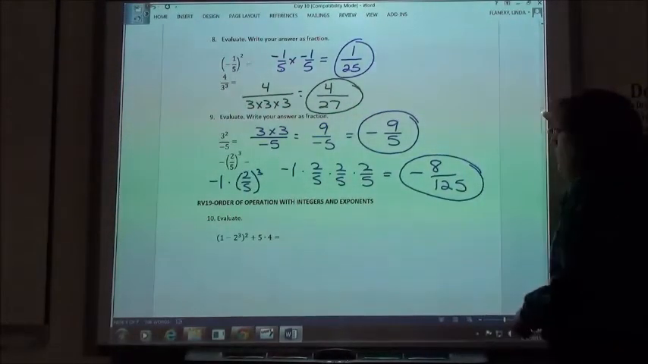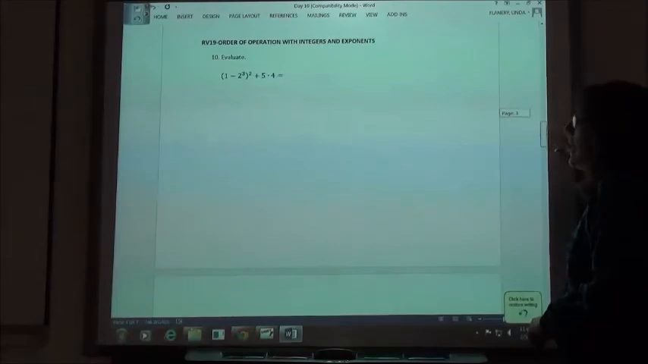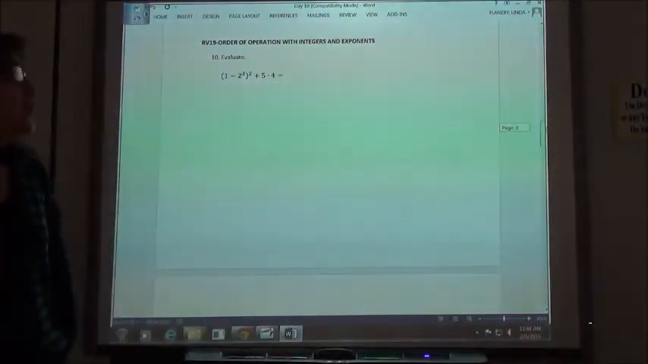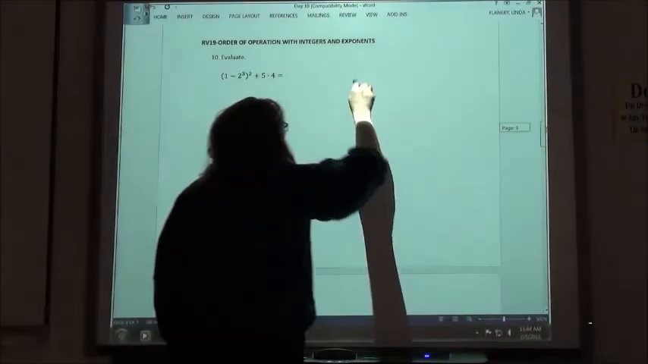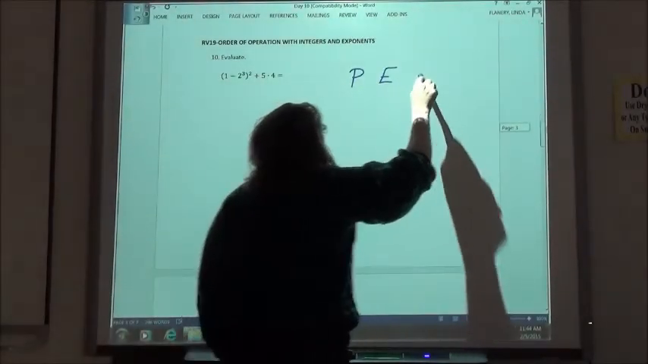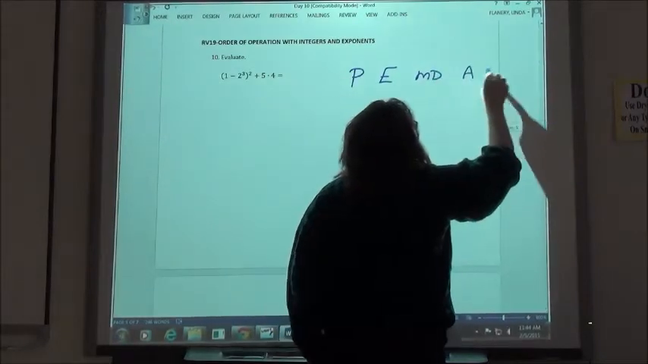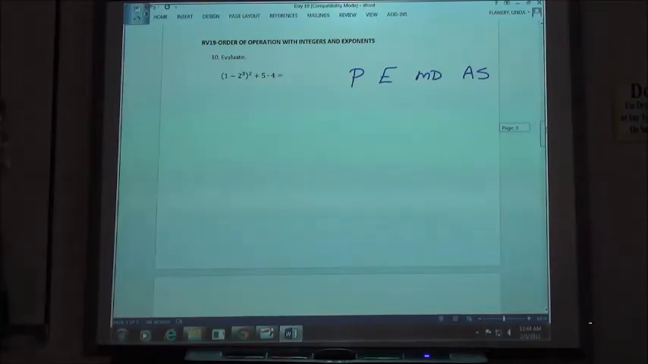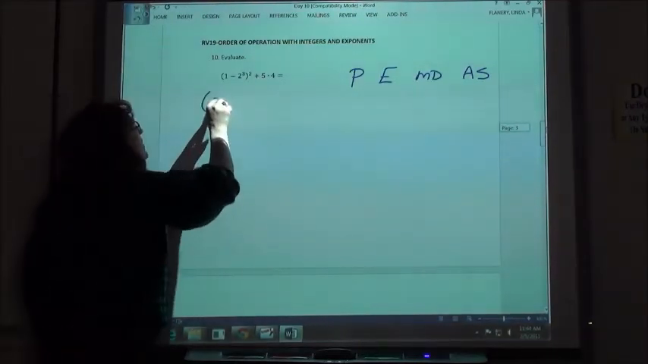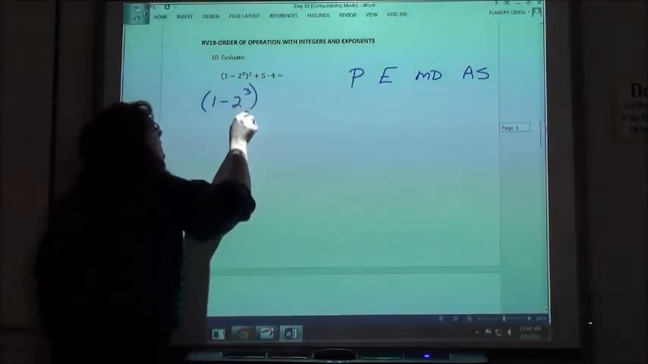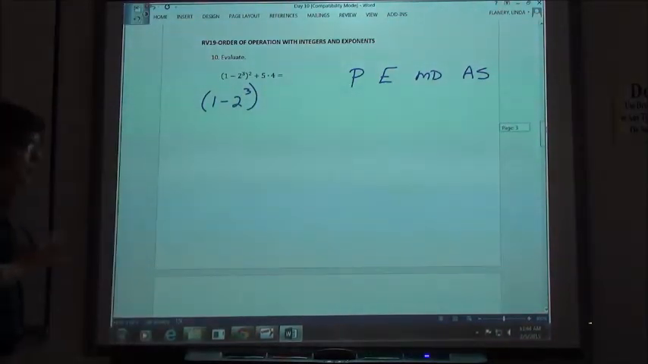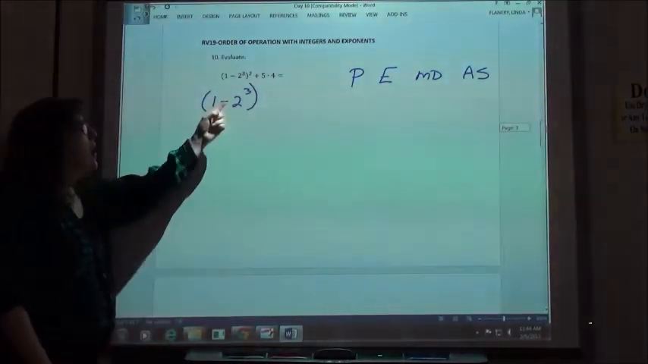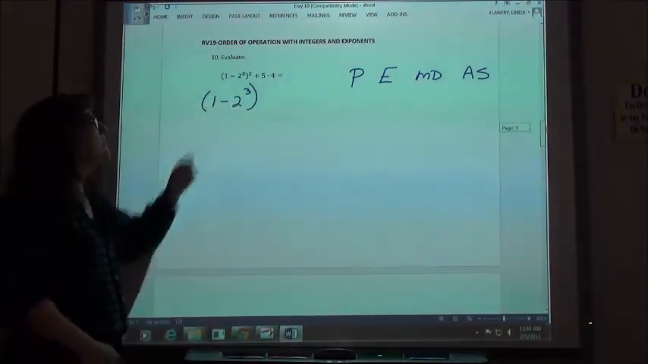Ten, 11, and 12. I'm back to my order of operations. Now I've got a much more complicated expression. These are much more difficult to do, but take your time, follow the order of operations, and see if you can get to the end. So it says, first of all, do inside the parentheses. I have a set of parentheses that says this. Just worrying about that, I still have to follow my order of operations. So I have to do my exponent before I subtract.